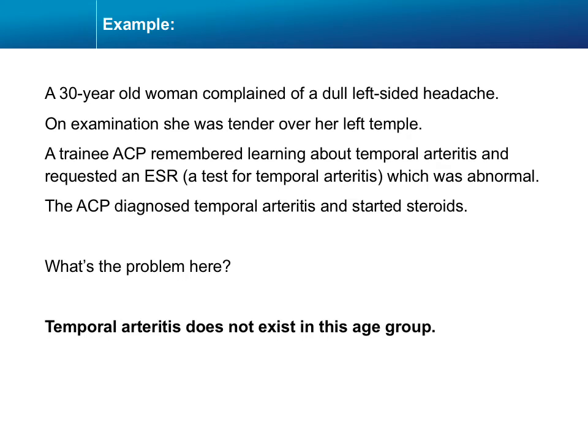The problem here is that temporal arteritis doesn't exist in this age group. So the prevalence of disease in 30-year-old women is 0. And that means that even after taking a history and examining the patient, the clinical probability of this disease in this particular patient is 0. And that's the importance of understanding epidemiology when making a judgment of clinical probability.